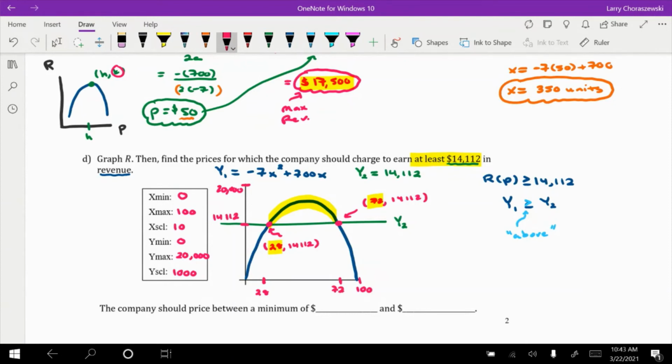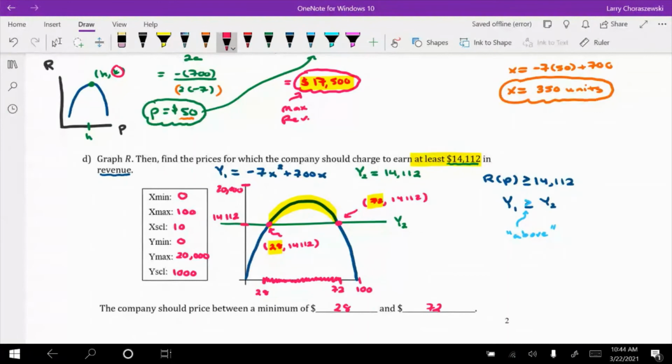So the prices for which the company should charge to earn at least 14,112 in revenue are those that are between 28 and 72 inclusive. So we kind of have this scaffolded a little bit. The company should price between a minimum of $28 and $72.